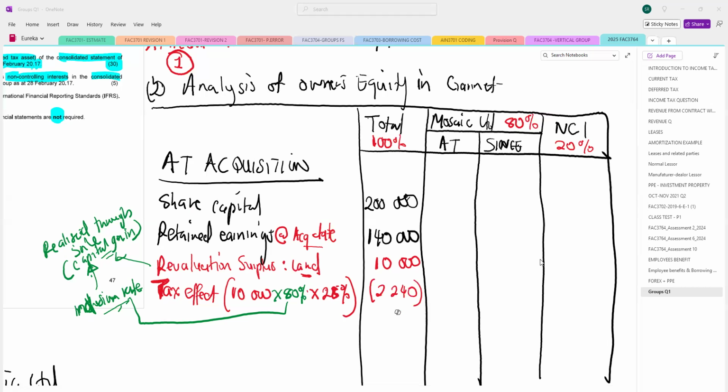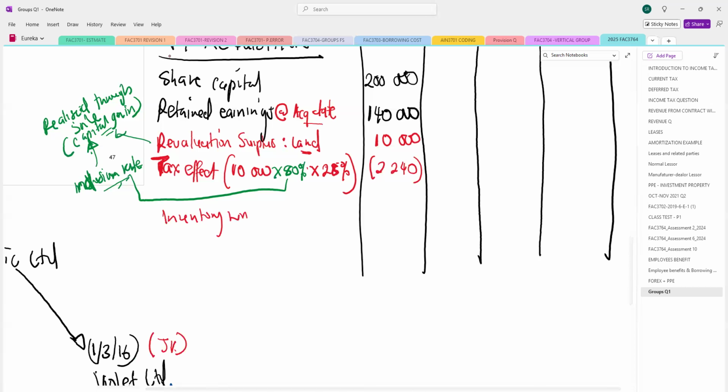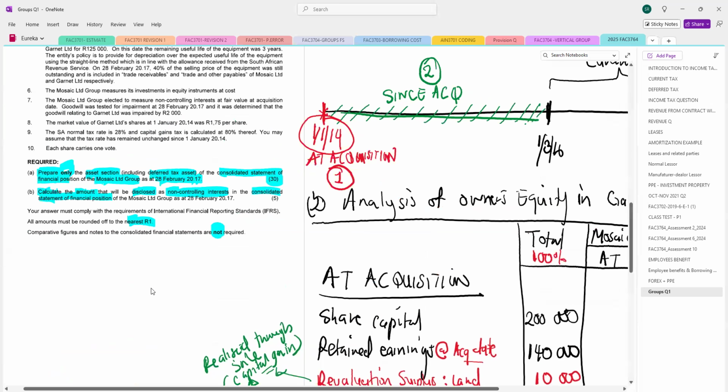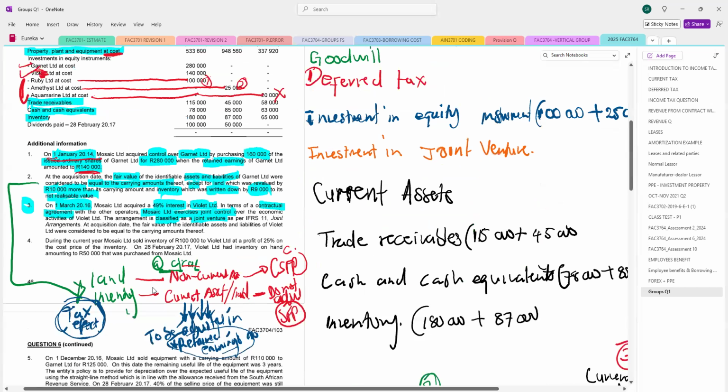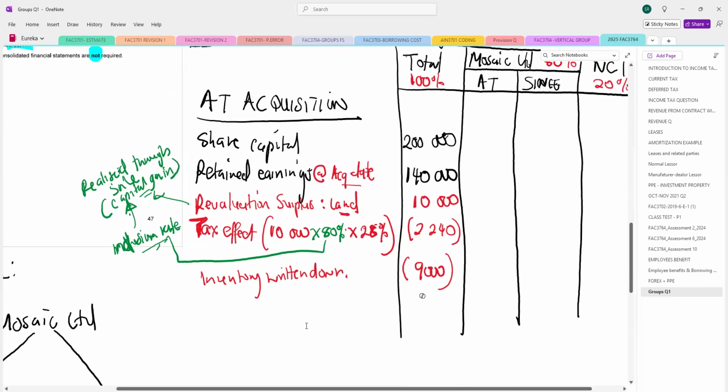That is on land. Now let's look at the inventory. So we're going to have inventory written down. So this is more like a loss. They also give us the figure. It is a negative already. It's 9,000. All right. Then we don't have to forget the tax effect. Let me just confirm the figure. 9,000. Yes, that's correct. Do not forget the tax effect. This one is realized through use. So I'm used to just multiply by 28%. So I have my tax effect.